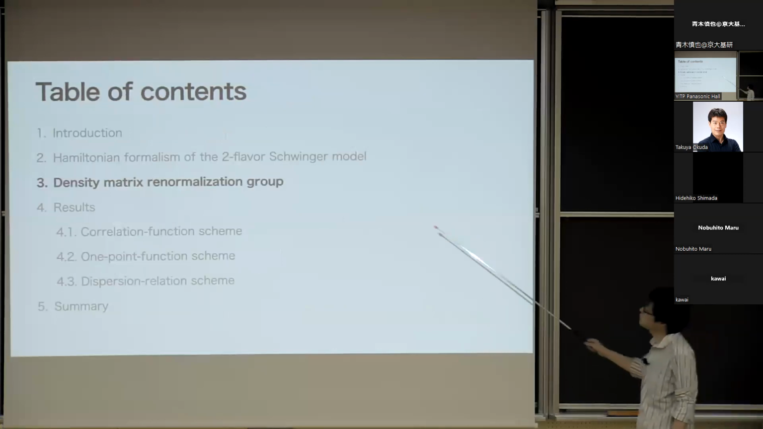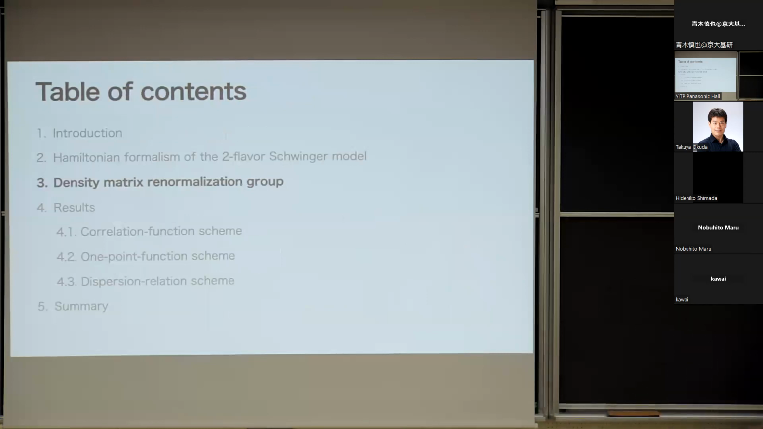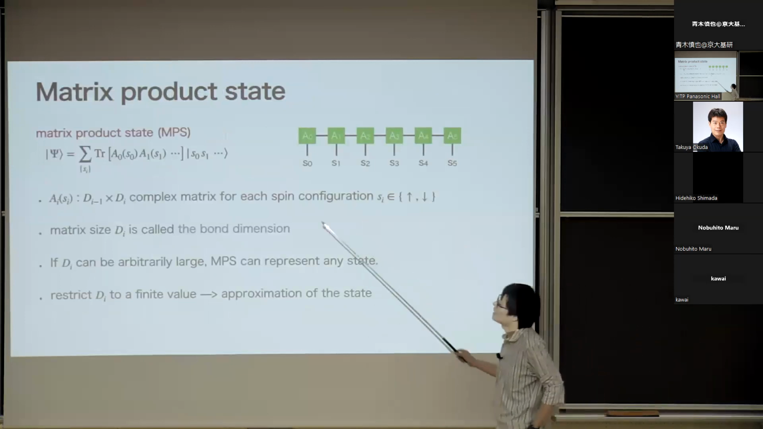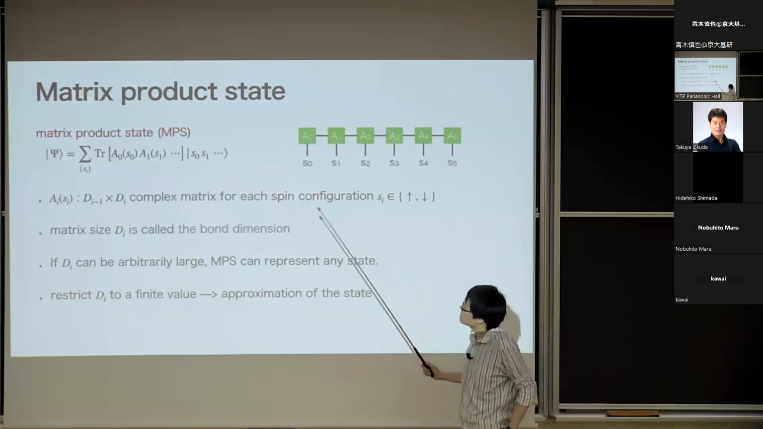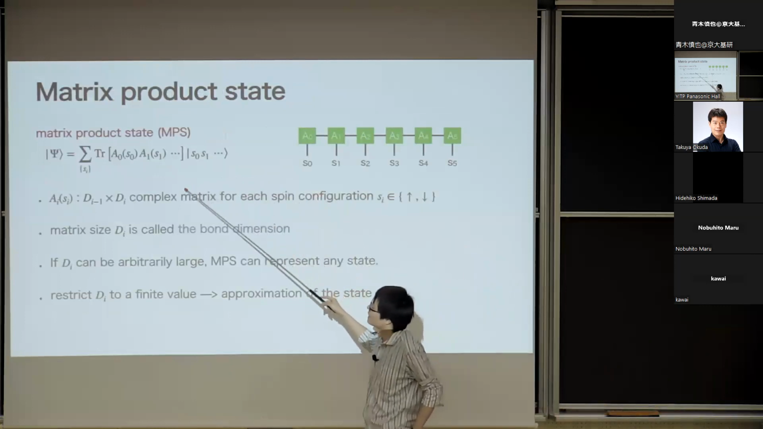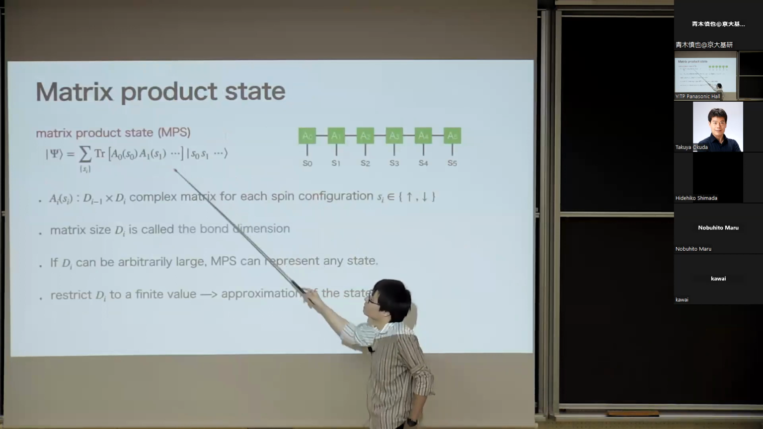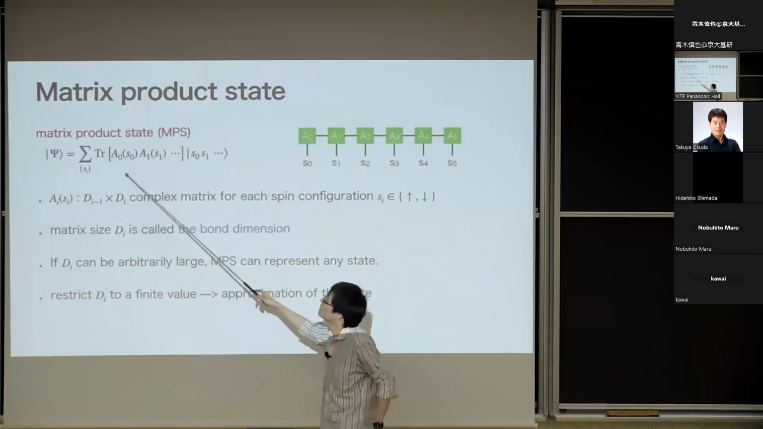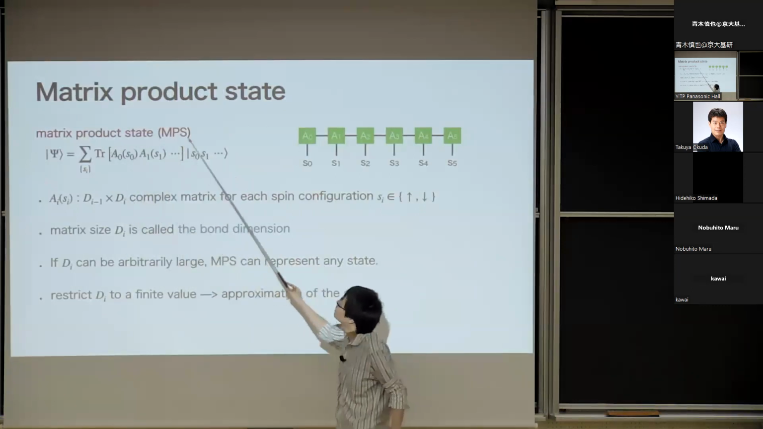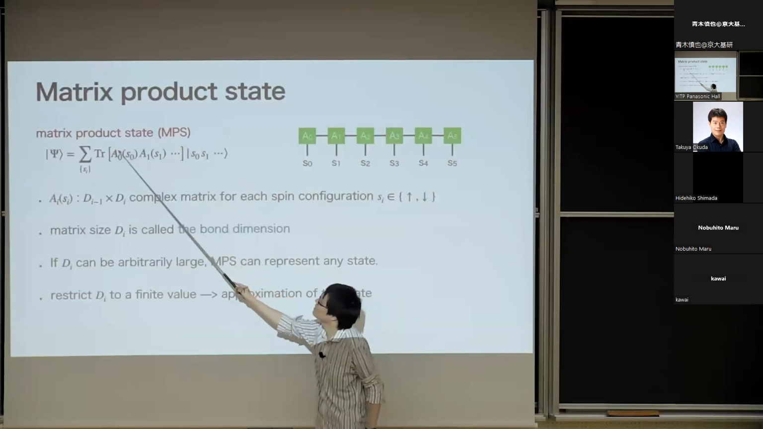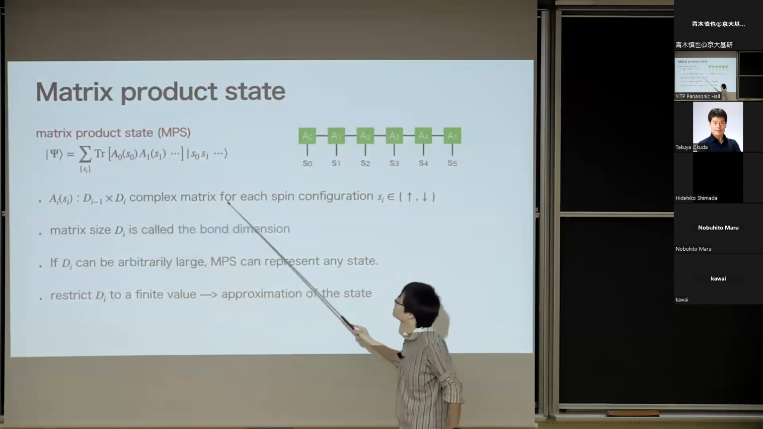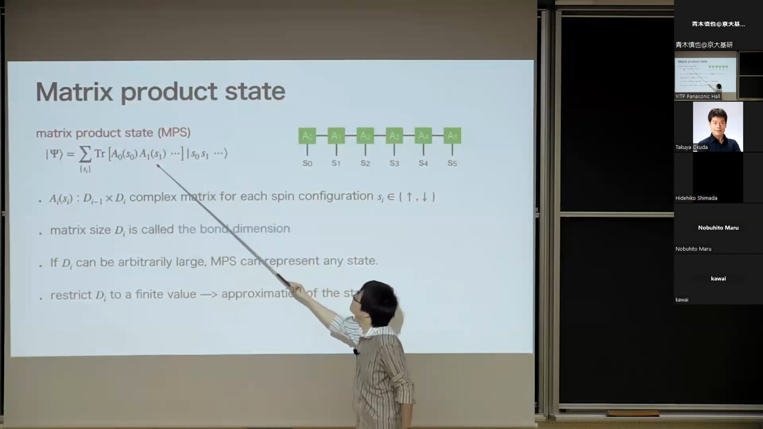Okay, I introduced the Hamiltonian. Now I will show how to analyze that Hamiltonian. We employ the tensor network method, and to express the eigenstate of the Hamiltonian, we use the so-called matrix product state, MPS. This state is written in this form. A here in the trace is some complex matrix if we fix the spin index.